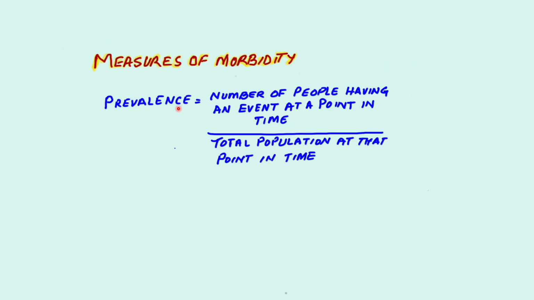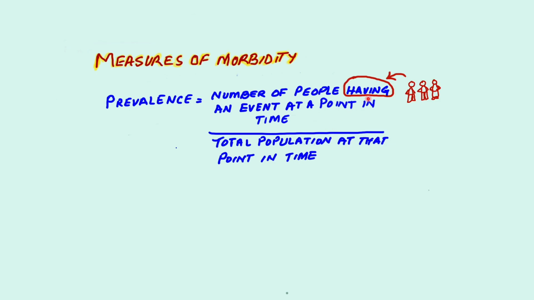The formula for prevalence is the number of people having the disease or event at a specific point in time divided by the total population at that point in time. In prevalence calculation, we include all existing cases of the disease. This means that both new cases and old cases are included in the numerator.